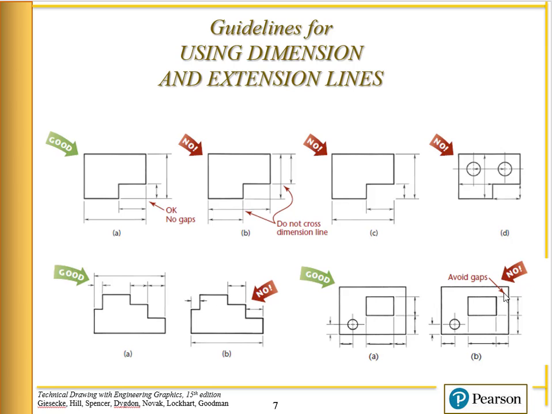In this case, here is an error. See, the extension line should come from this slot here in the part, and that extension line should cross the object line here and here and here and here and here and here as well. So these are things we need to remember when we're putting dimension lines and extension lines on our drawings.